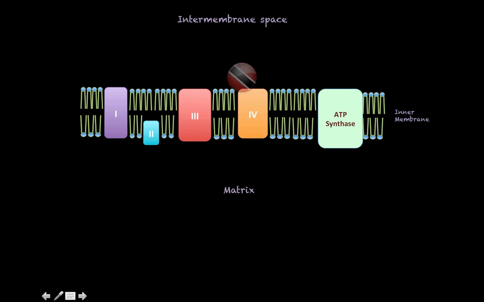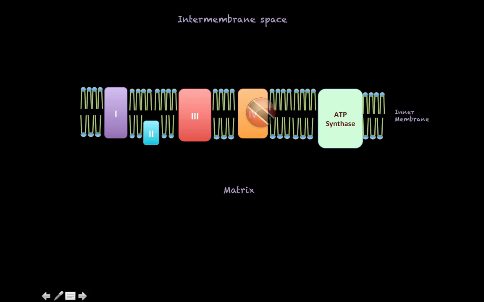So this is inside the mitochondria here. This is the inner membrane of the mitochondria. We have the intermembrane space, and what is not drawn, but if we were to draw it, we would have the outer membrane somewhere here. And then this is the matrix, or inside of the mitochondria here.